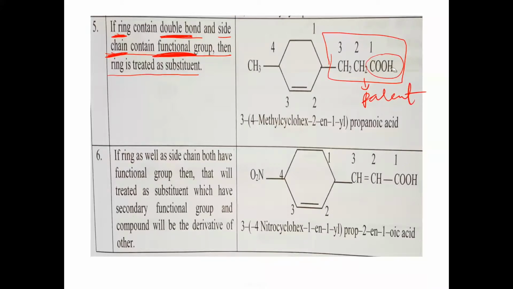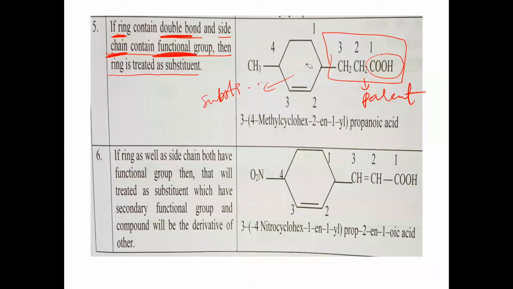Why is it taken as parent? Because it has the functional group here. But here a multiple bond is there, and the functional group is more priority than the multiple bond. That's why this side chain with fewer carbons should be taken as the parent compound. And now the ring, the total, is acting as the substituent.